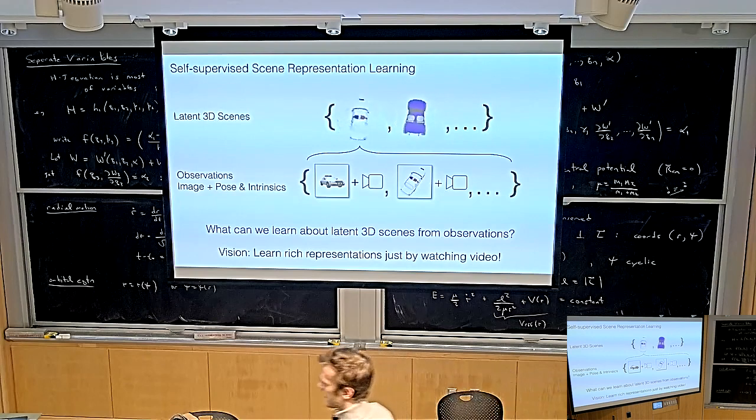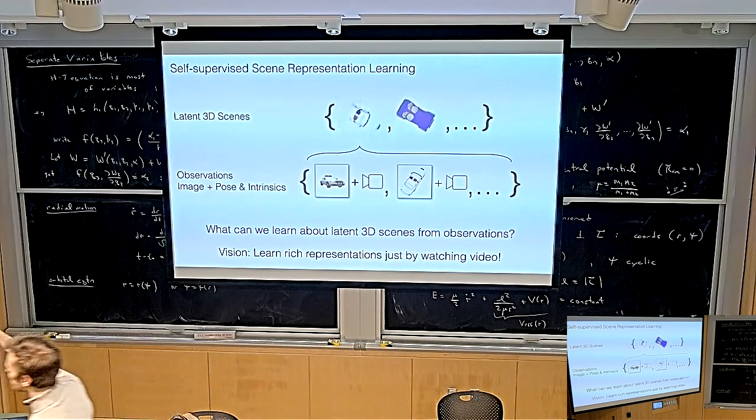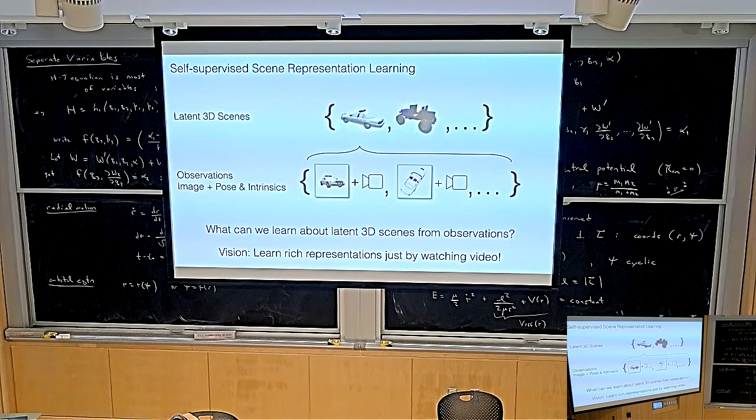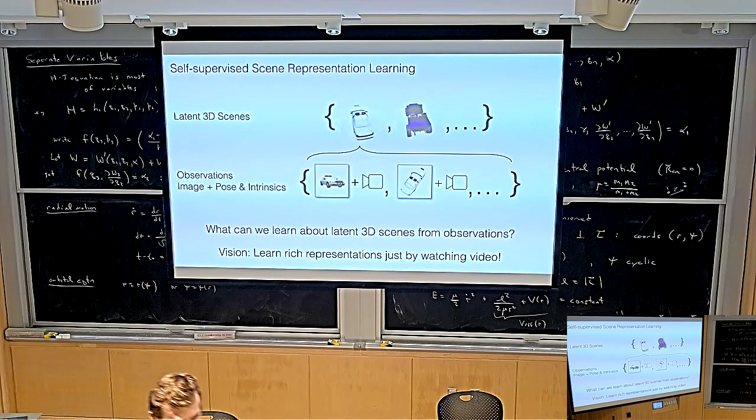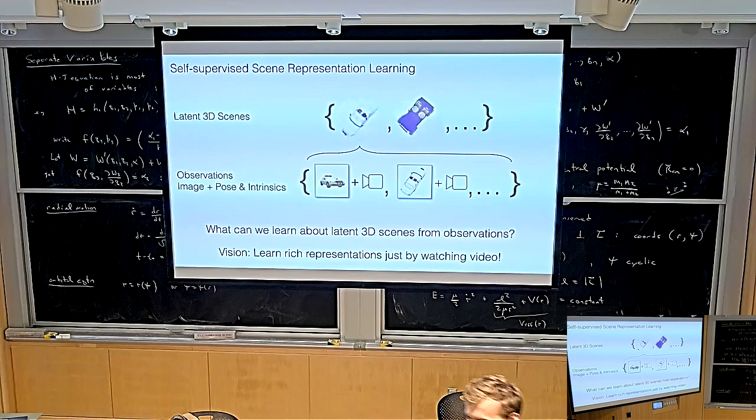And now the question is, what can we learn, or how can we learn something about the 3D scenes given these image observations? In other words, how can we train neural networks that learn something about the underlying 3D scenes, even though they only look at the images? And this is what we've been building towards. This is the question we can now answer with all of the preliminary work we did.